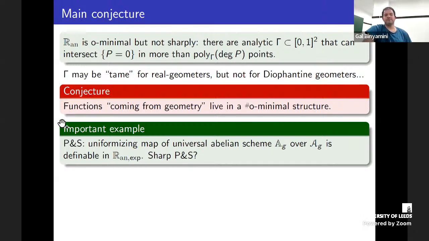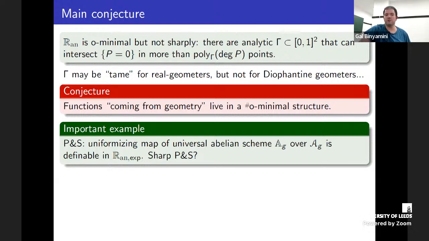Okay, but one important example for many of the applications is the uniformizing map of the universal abelian scheme over the moduli space of abelian varieties. That basically means you're looking at all abelian varieties of a given genus at once. They each have a uniformizing map, like from C^g to these abelian varieties, and you consider the whole family of those, and you consider the universal covering map. And this is actually definable in R_an,exp. That's a result of Peterzil and Starchenko. They did it by showing that some theta functions are definable. And in terms of these theta functions, you can realize this universal covering map.